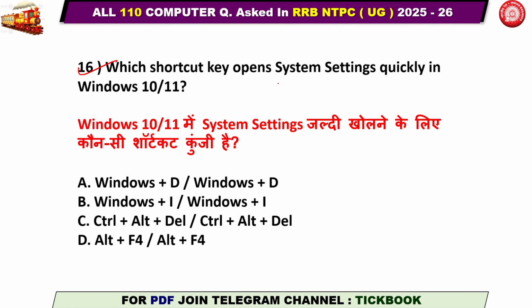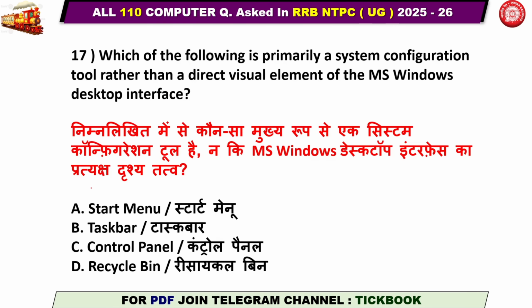16. Which shortcut key opens system setting quickly in Windows 10 or 11? Option number B, Windows plus 1. 17. Which of the following is primarily a system configuration tool rather than a direct visual elements of the MS Windows desktop interface? Option number C, control panel.